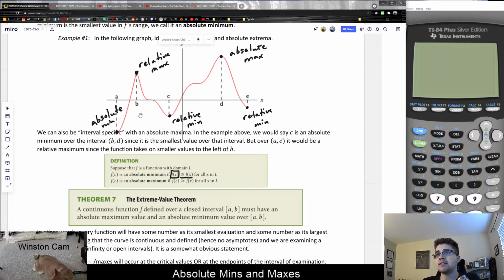But this has to have an absolute min or max. And it kind of makes sense because, imagine that I'm starting here, and here's my interval on my x-axis from A to B.